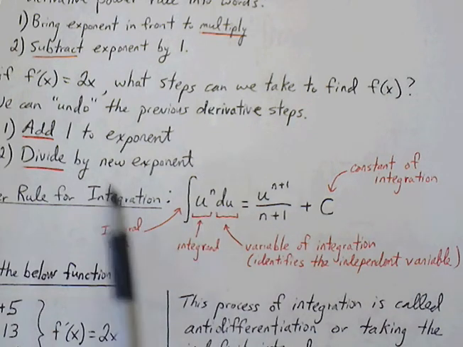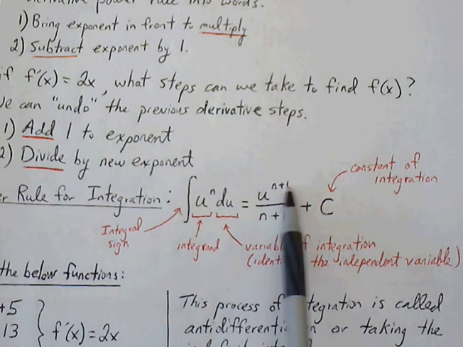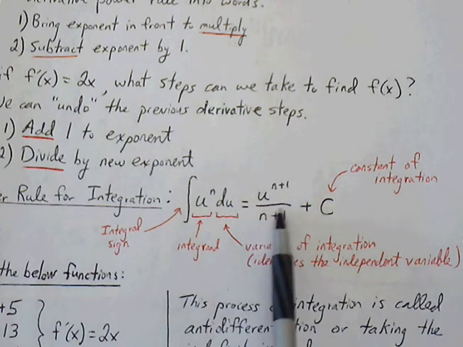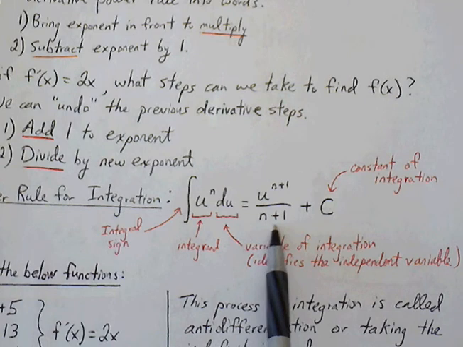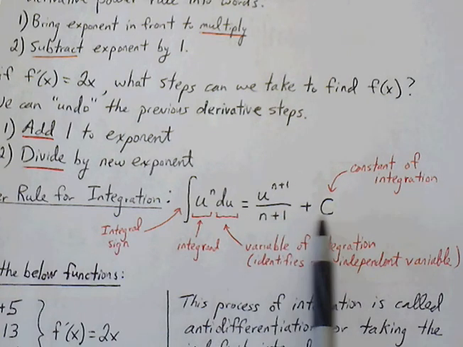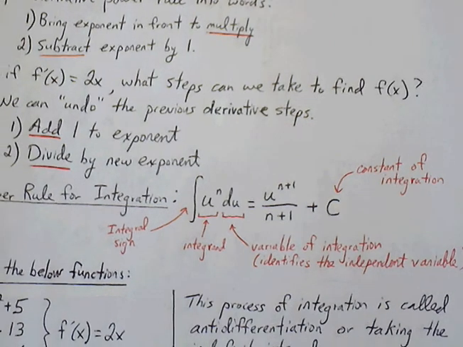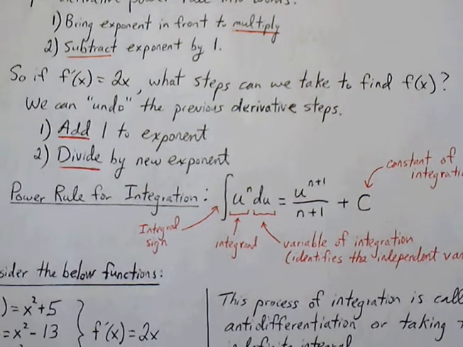We're going to add 1 to the exponent rather than subtract. So it's u to the n plus 1 divided by n plus 1. This division is represented by the divided by n plus 1, plus c. And c is the constant of integration, which I'm going to explain a little bit below here.